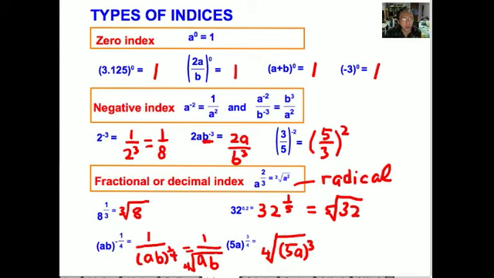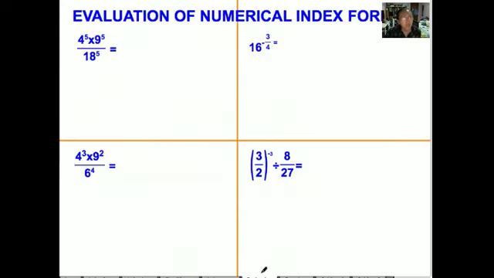Next, we take a look at evaluating numerical index form. In the first example, notice that all the powers are the same. Thus, we can bring the common power out. Thus, simplifying the expression. The numbers cancel to 2.